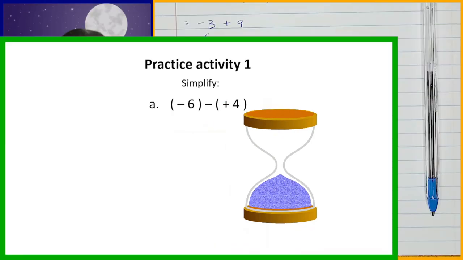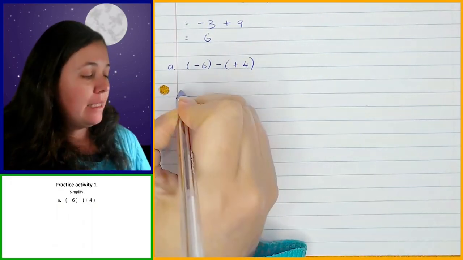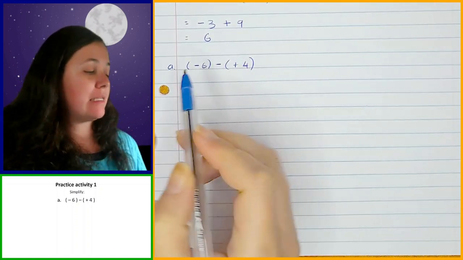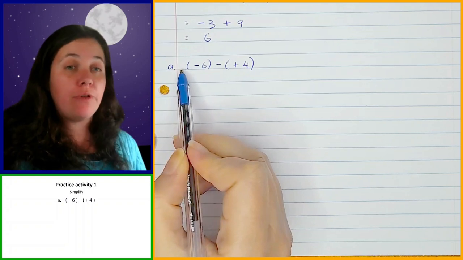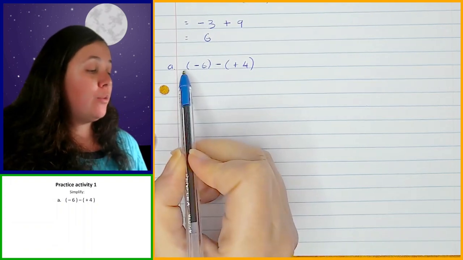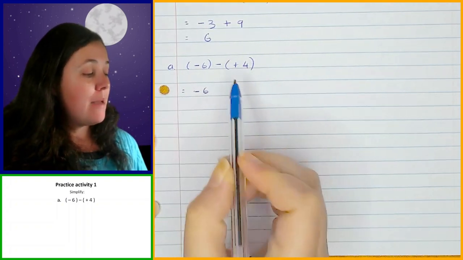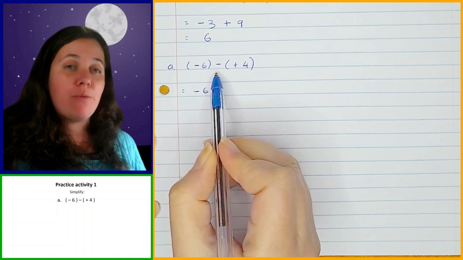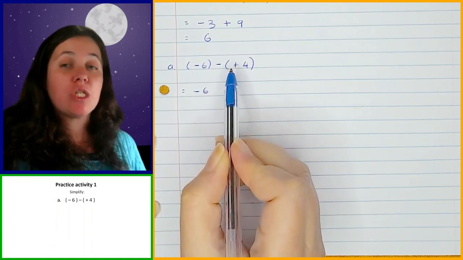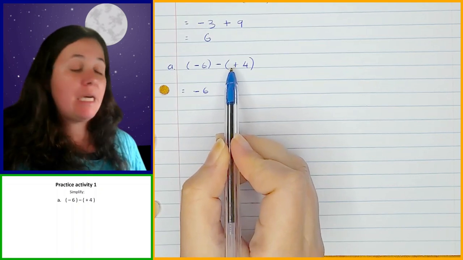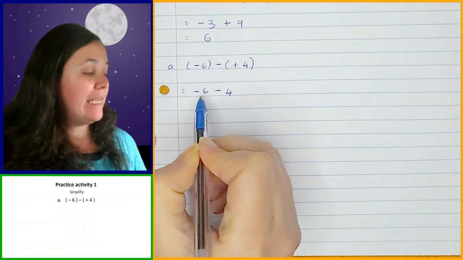Okay, so let's go through that example. So in question A, you had negative 6 minus positive 4. So first of all, we're going to get rid of our brackets. The first one, there's nothing in front of the bracket, so that's actually a plus in front of the bracket. So then we can just keep the sign that's inside the brackets the same. So it's going to be negative 6. But as soon as I have a minus in front of the bracket, like I have for this one over here, it means that that sign is going to swap over. If it's positive, it's going to become negative. So it's going to be minus 4. Okay, so now I've got negative 6 minus 4.